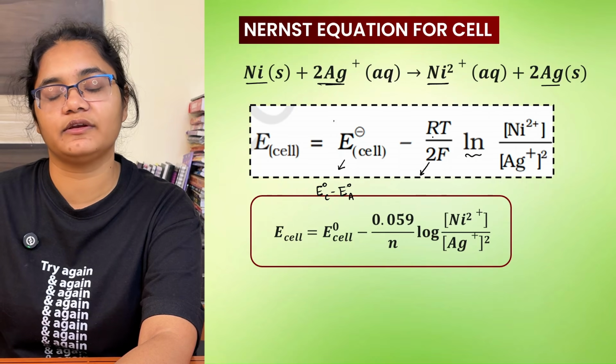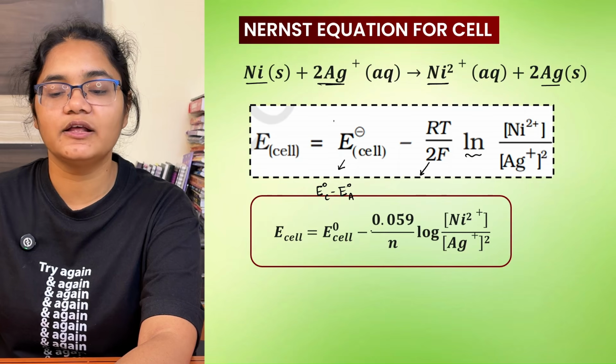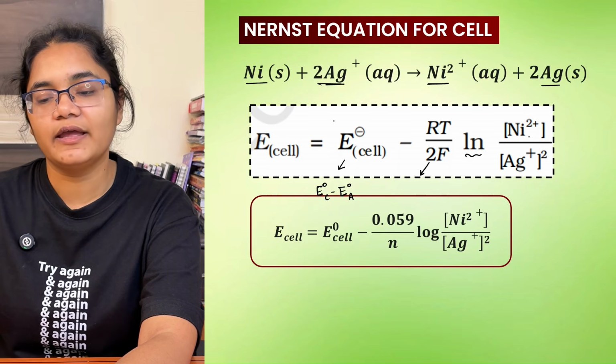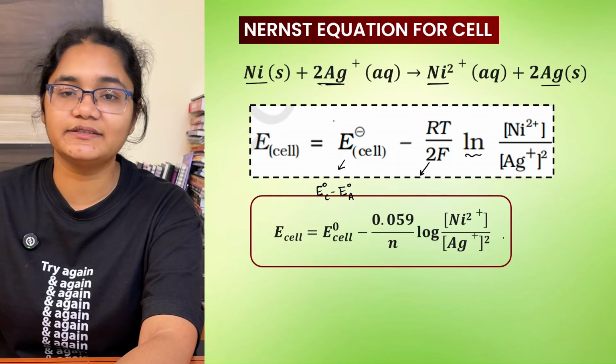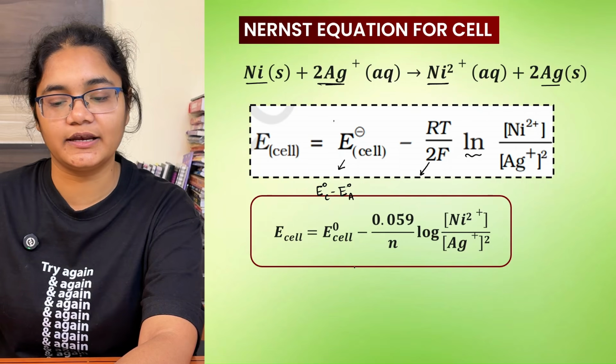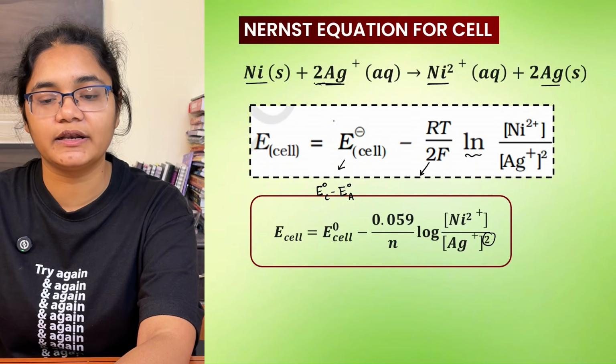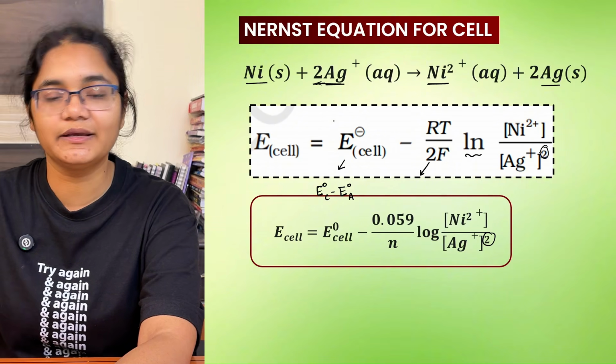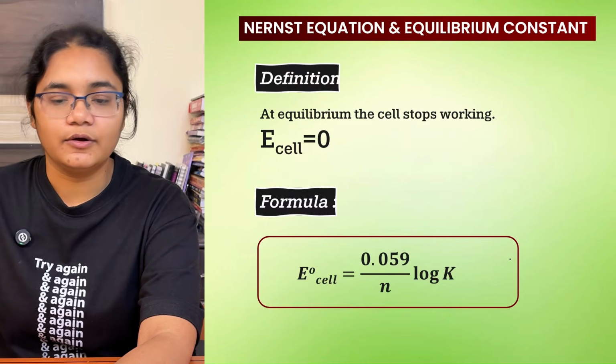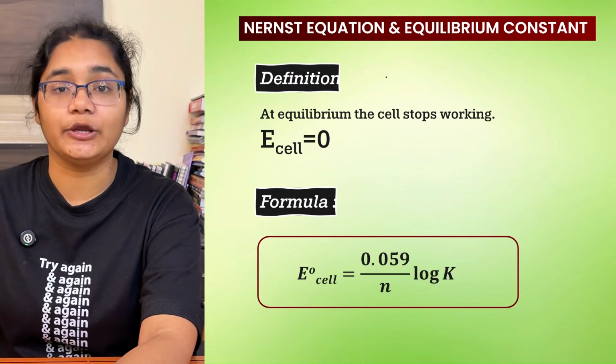So you will have 2.303 RT by F. If you solve this, you will get the final form of the Nernst equation, n log of Ni2+ divided by Ag+ squared. You should be very careful here that if any stoichiometric coefficient is there, its power must be considered. Okay, now we'll talk about the Nernst equation and equilibrium constant.